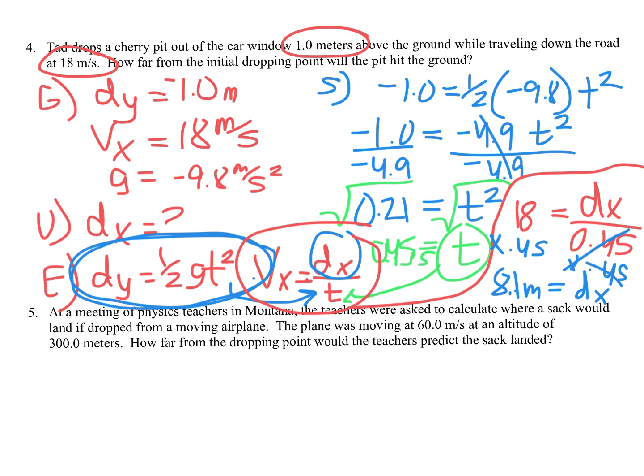So with you in that car, you drop that cherry pit. You're going about 18 meters per second, pretty fast. That cherry pit's going to fly forward about 8.1 meters before it hits the ground. And again, we use both of our projectile equations to make that happen.